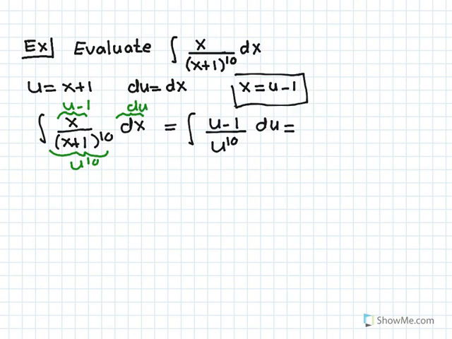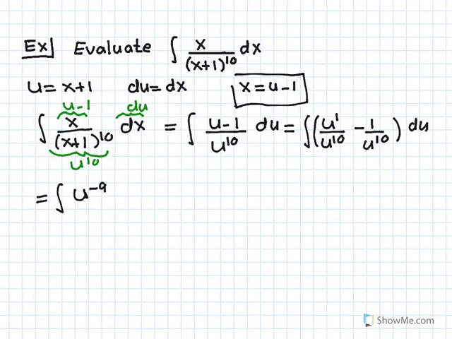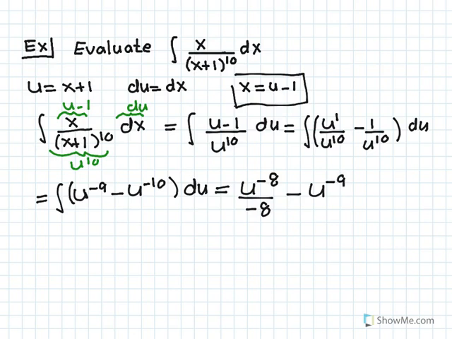All right, we're going to split up these fractions. We're going to get u over u to the 10 minus 1 over u to the 10 integrated with respect to u. Simplifying, we get integral u to the 1 minus 10 is negative 9 minus u to the minus 10 integrated with respect to u. We're going to get u to the minus 9 plus 1 is minus 8, divide by minus 8, minus u to the minus 10 plus 1 is minus 9, divide by minus 9, plus c.